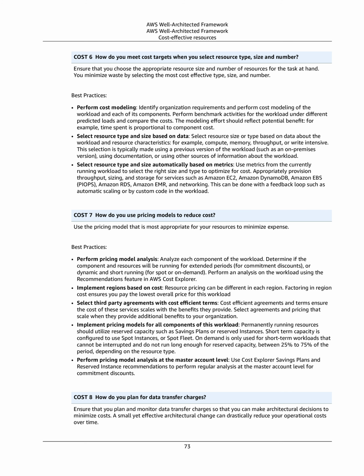Appropriately provision throughput, sizing, and storage for services such as Amazon EC2, Amazon DynamoDB, Amazon EBS, PIOPS, Amazon RDS, Amazon EMR, and networking. This can be done with a feedback loop such as automatic scaling or by custom code in the workload. Cost 7. How do you use pricing models to reduce cost?